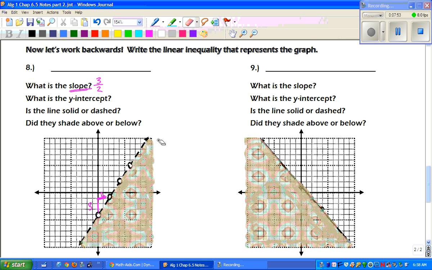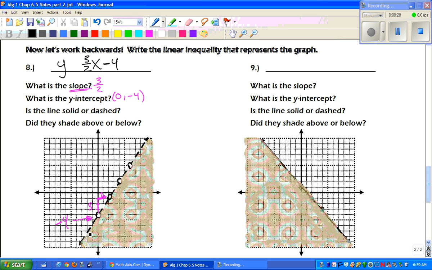So there's our first part, okay? Next, we want to know what the y-intercept is, and that's right there, and that's 1, 2, 3, -4. So as a point, it's 0, -4. So already we know there's a y, we know there's an x, we know our slope is 3 over 2, we know the y-intercept is -4. Now we just have to figure out what the inequality symbol is.